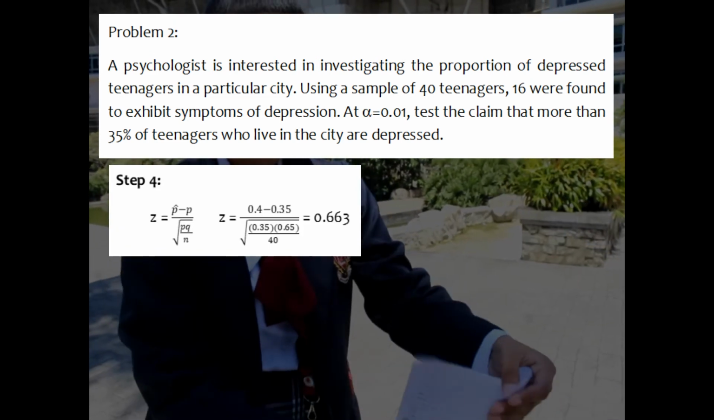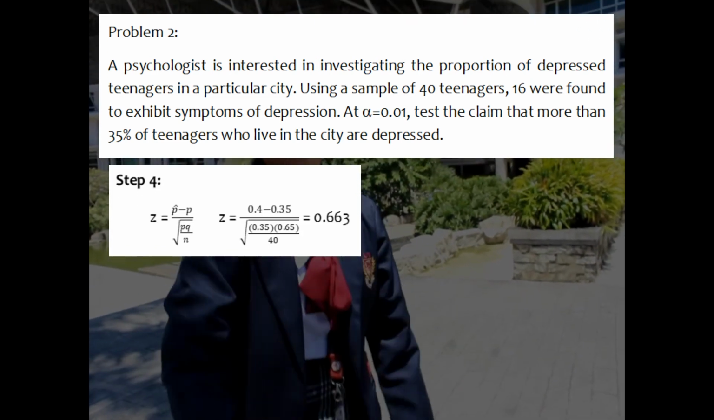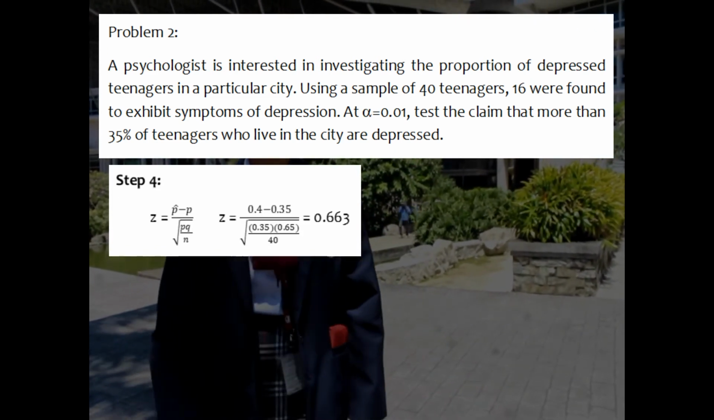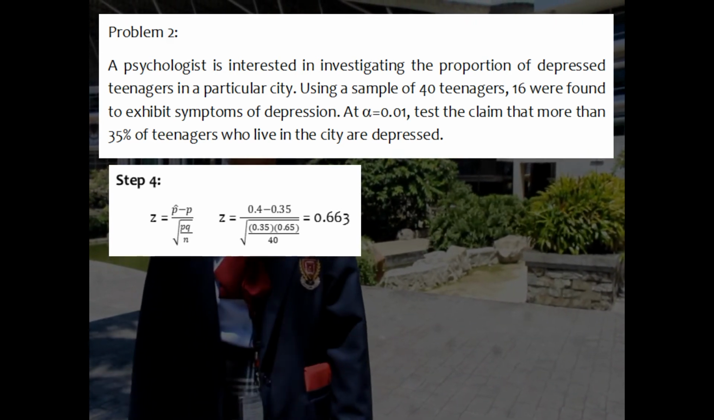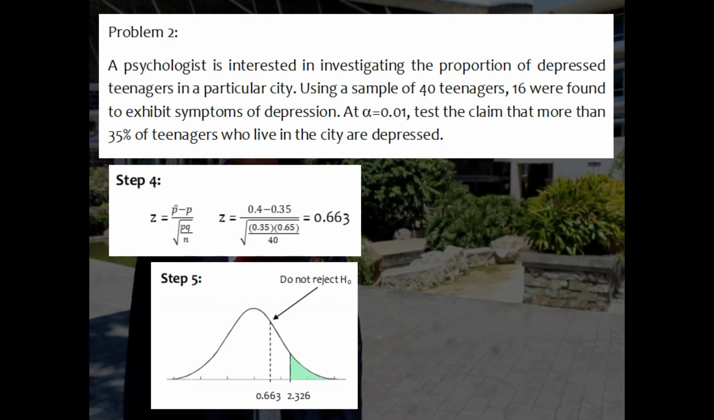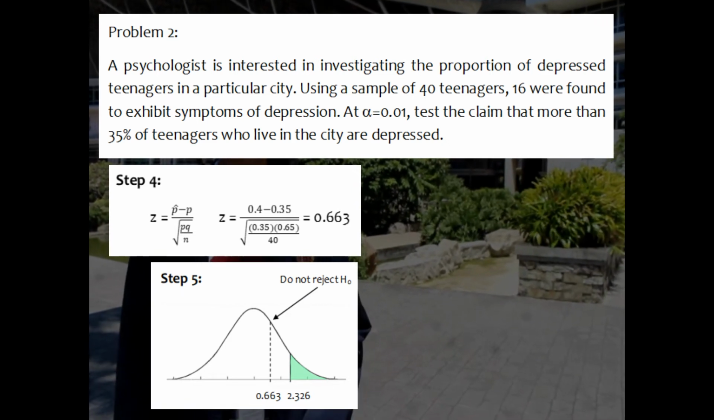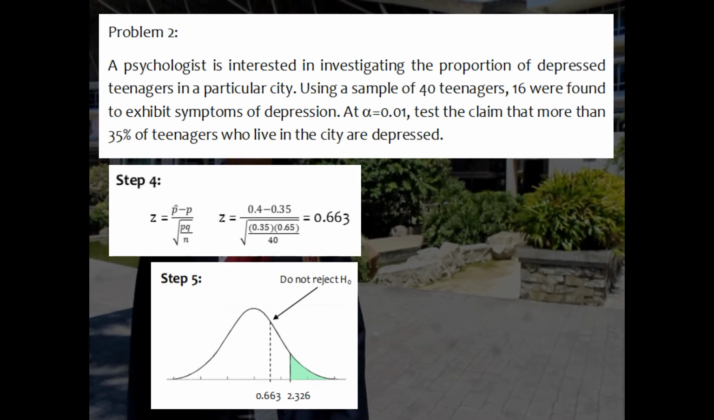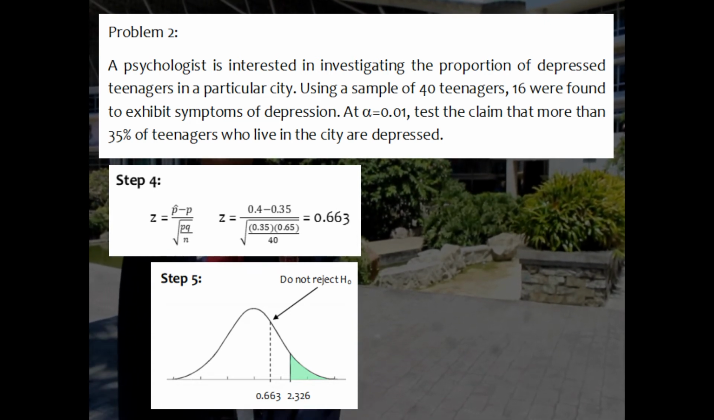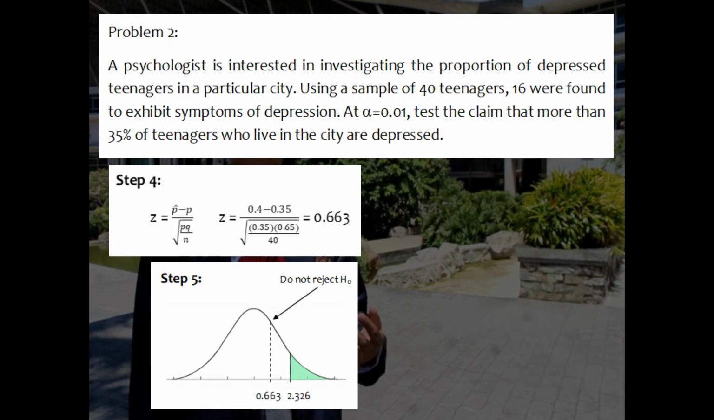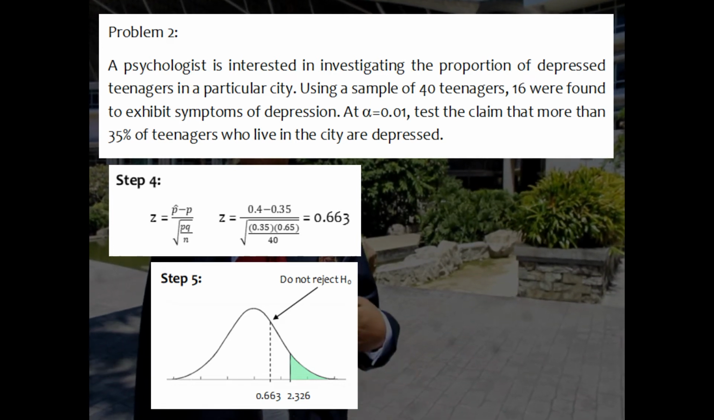The same formula will be applied. Substitute the values and then solve. This gives us the answer 0.663. Step 5. The normal curve. This is going to be right-tailed because we stated in the alternative hypothesis that P is more than 35%. So we will shade the right side of 2.326.